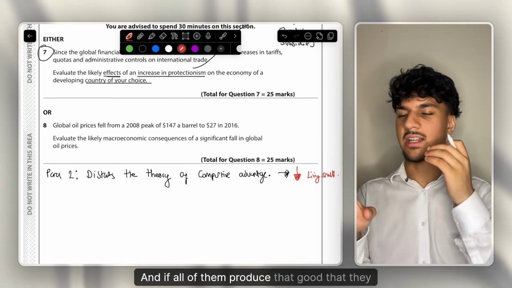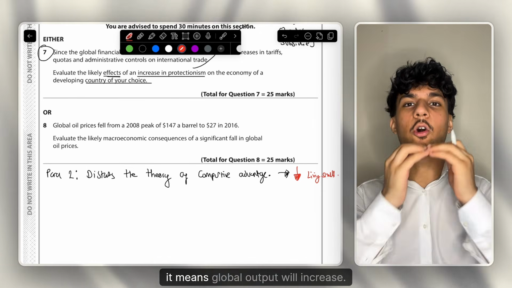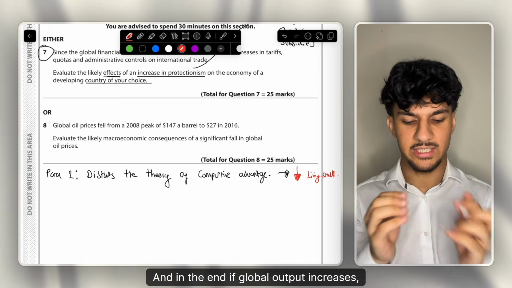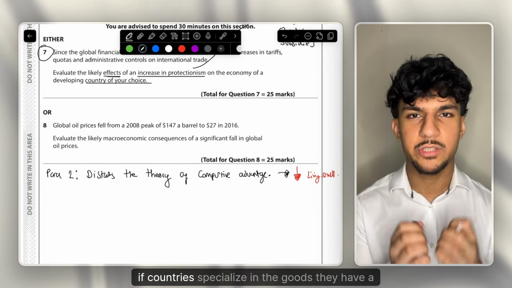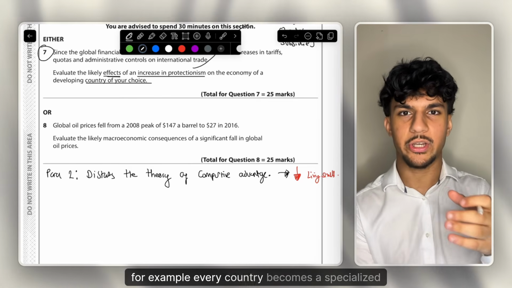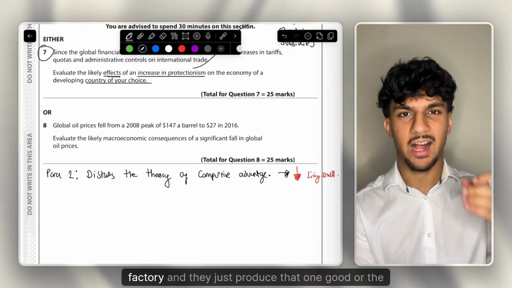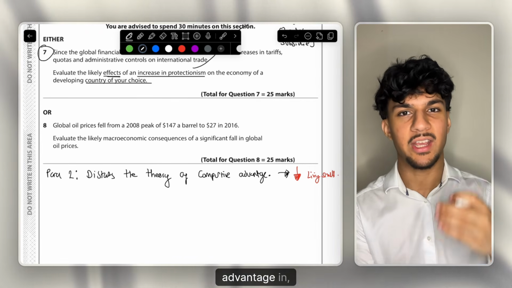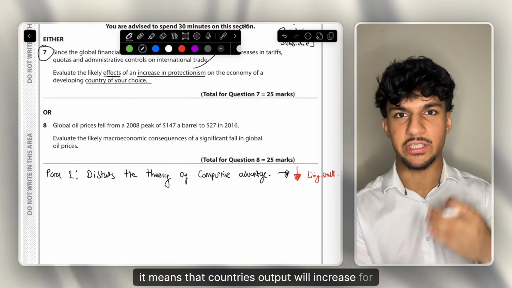And if all of them produce that good that they specialised in, it means global output will increase. And in the end, if global output increases, let's think what happens. If countries specialise in the goods they have a comparative advantage in, for example, every country becomes a specialised factory and they just produce that one good or the several goods which they have a comparative advantage in, it means that country's output will increase for that good.